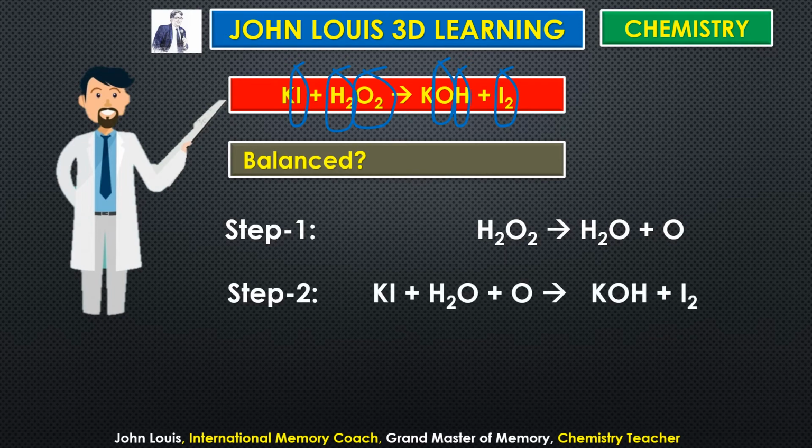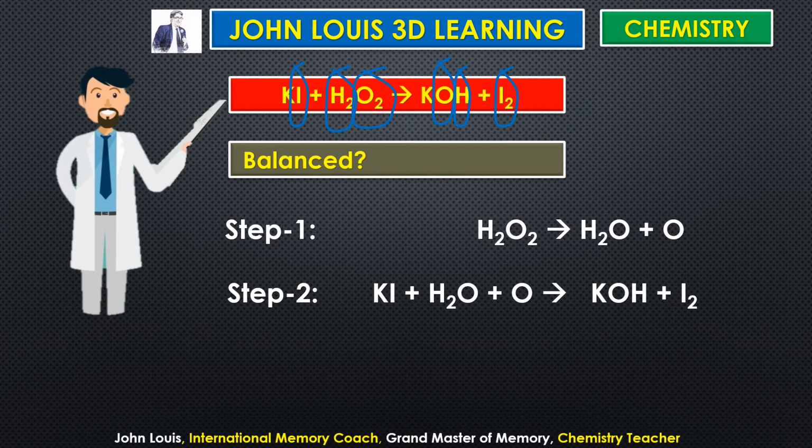In the second step, potassium iodide will react with water and nascent oxygen, highly reactive oxygen. That oxygen is in atomic state. So that nascent oxygen, what does it do? It oxidizes potassium iodide to iodine. So what is the other product? Potassium hydroxide. If you know how to balance this equation, it's very simple.